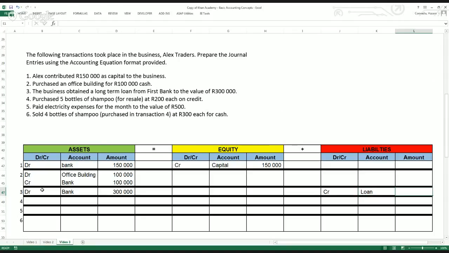And the amount would be 300,000 Rand. Once again, our accounting equation works out. Assets are 300,000 Rand. Equity plus liabilities is also 300,000 Rand.